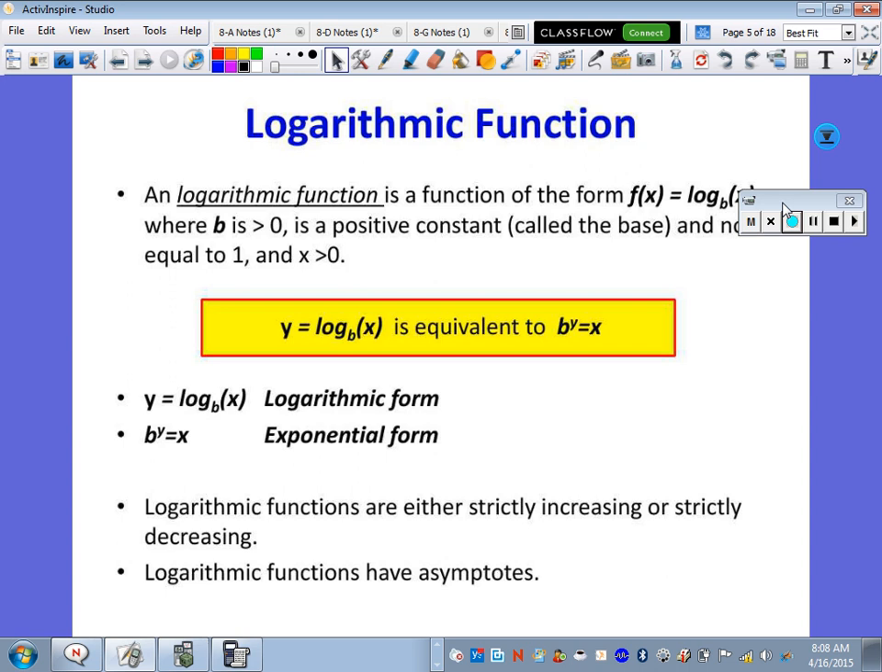Okay, this is another slide that is, I think, very helpful. Okay, and so a logarithmic function is a function of the form f of x equals log base b of x. B is greater than 0. It's a positive constant called the base, not equal to 1, and x has to be greater than 0. And when you get to algebra 2, you'll watch how we change this from one form to another. That's basically how it works. So here's your logarithmic form, and here's your exponential form. Logarithmic functions either increase or decrease, and they do have asymptotes.